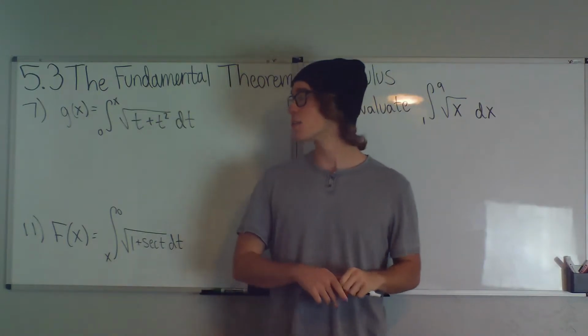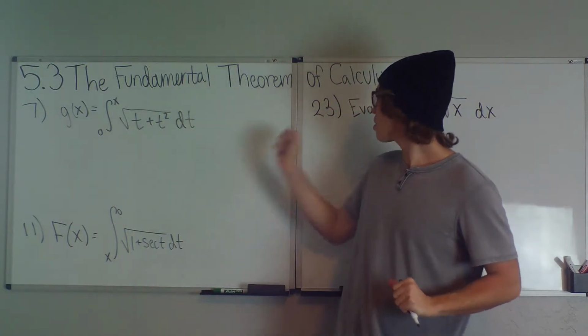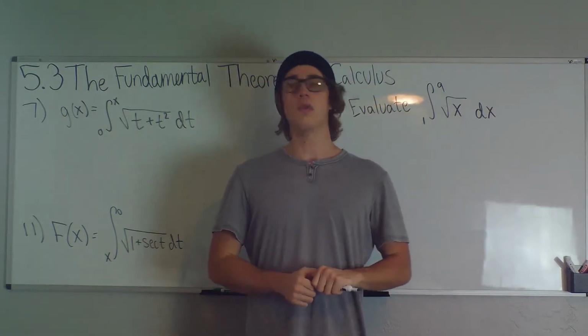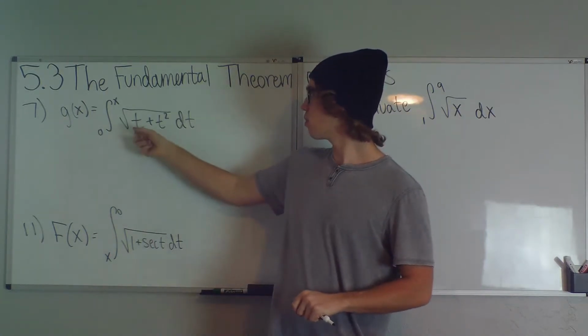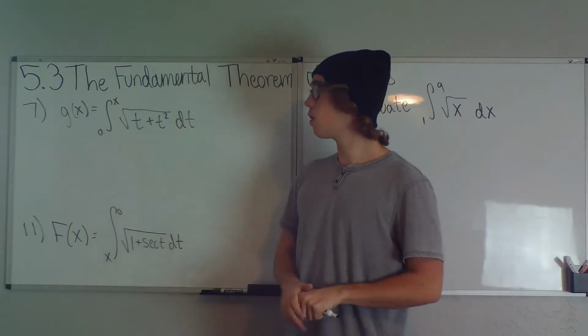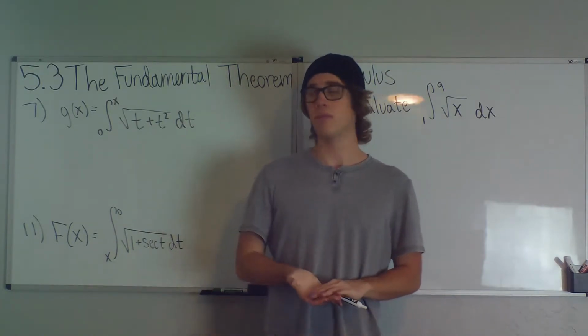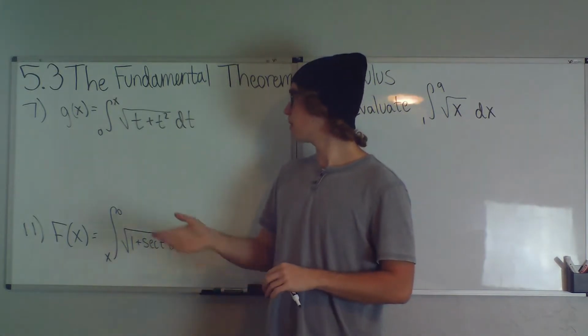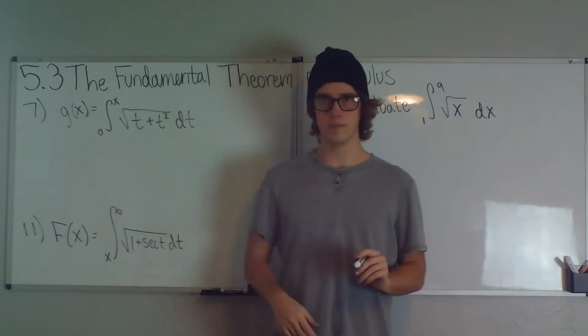Alright, now onto the practice problems. We're doing number 7, 11, and 23. So, let's jump right into it. What are we supposed to do for 7 and 11? All it says is find G prime. And we do this with the fundamental theorem of calculus part 1.